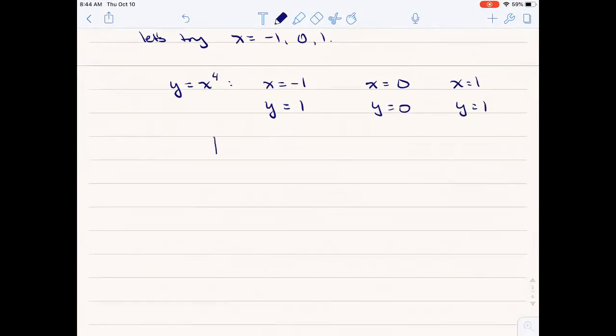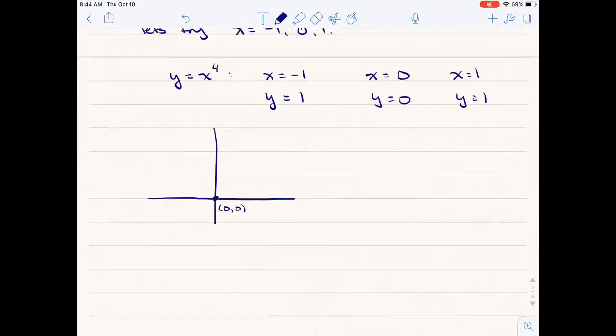So we can draw these. We'll start at 0, 0. And then I'll have a point here at -1, 1, and a point here at 1, 1. Those are a bit wonky, but it doesn't matter. Hey, not bad.